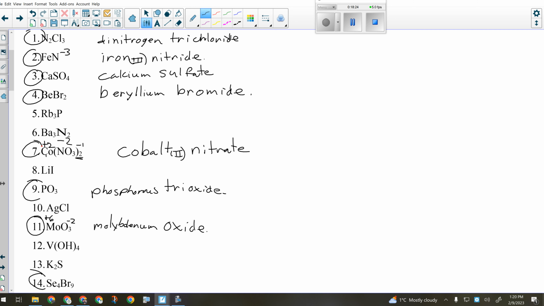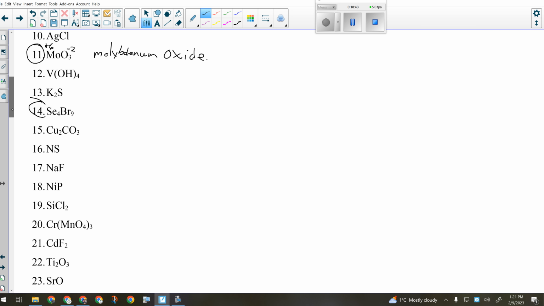We have to change that. I'm sure of that. It's a brand new periodic table this semester. I think they must have changed that. Okay, and then number 14. Molecular. Selenium and bromine are both non-metals, and we can really get some work out with our prefixes here. All right, so 4 is tetra. So tetra selenium bromide.